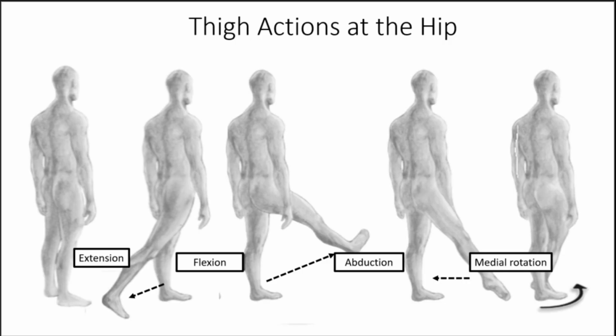As mentioned, the thigh has mechanics that are able to move the ball and socket joint of the hip in various planes and directions, particularly in posterior extension, anterior flexion, abduction away from the midline, adduction towards the midline, and medial rotation.